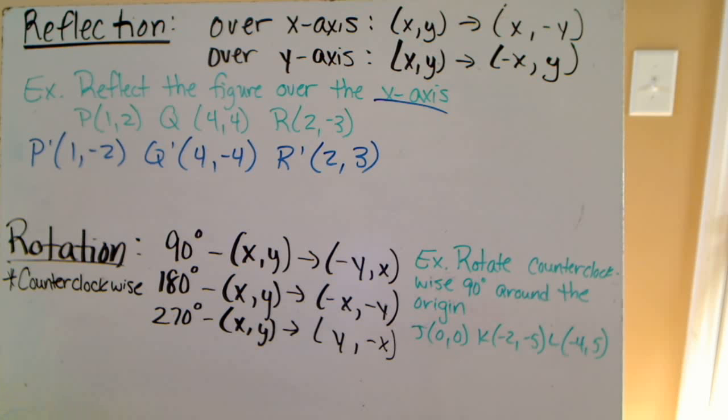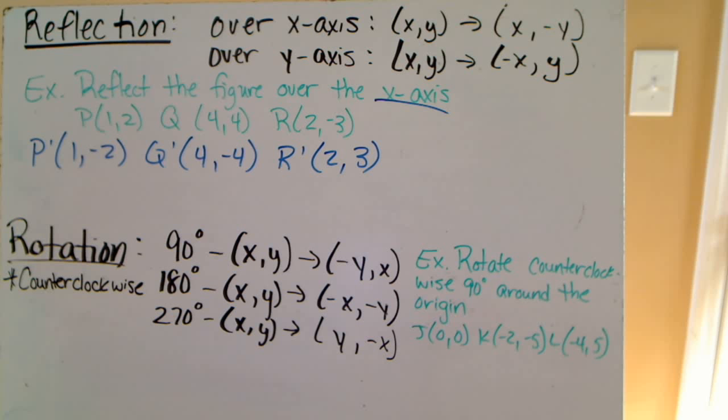And the last one is a rotation. For rotation, it's just a trick of knowing what to do with your ordered pairs again, just as it was with reflection. The example is to rotate counterclockwise 90 degrees around the origin, and we're given these 3 ordered pairs. So for 90 degrees, we're going to switch the x and the y, and then we're going to make our y the opposite, just like we did with reflection.